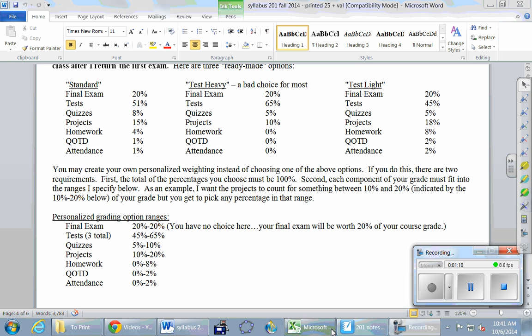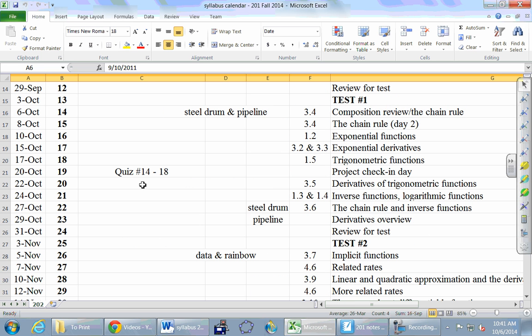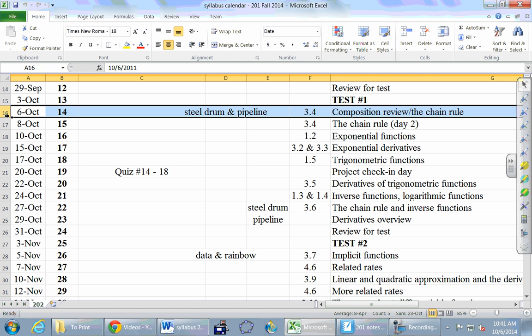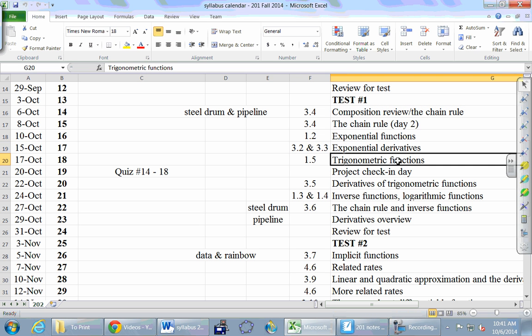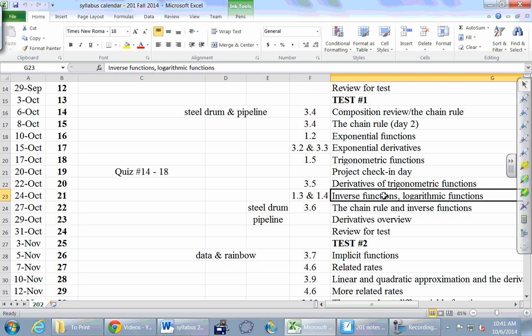Okay, so our quick look at the calendar tells us that we just had our first test, and we're now entering basically the second third of the semester. You'll notice that there are going to be some pre-calc review days in here, kind of sprinkled in with the calculus. So the composition of functions is a topic you've seen in pre-calculus. Exponential functions, another standard pre-calc topic. Trig functions, and there's inverse and log functions. We're not doing any calculus on those days.